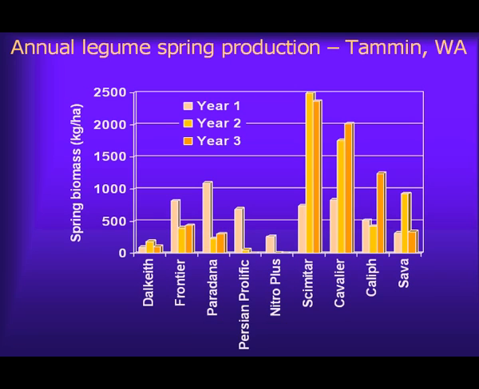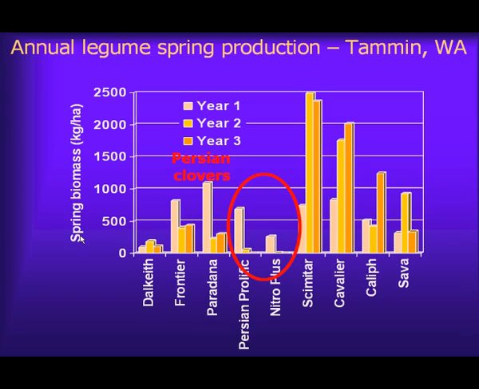So what we've got here on this graph is spring biomass, or the amount of feed produced during the season, when we measured in late September for 3 different years. And the first thing you'll see is that Dalkeith subterranean clover, which is widely sown throughout the district, produced very little feed at all. It failed at that site. The Balansa clovers, Frontier and Paradana, produced moderate levels in the first year, but their performance was much poorer in the second and third years.